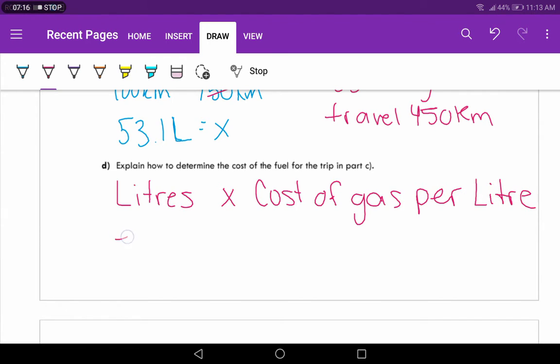So for example, we would take that 53.1 liters, and I don't know, the gas right now is about 1.27. You would multiply those out to get your cost. I just don't have my calculator on me, but that would give you the amount of money you're going to spend in gas to take this trip.